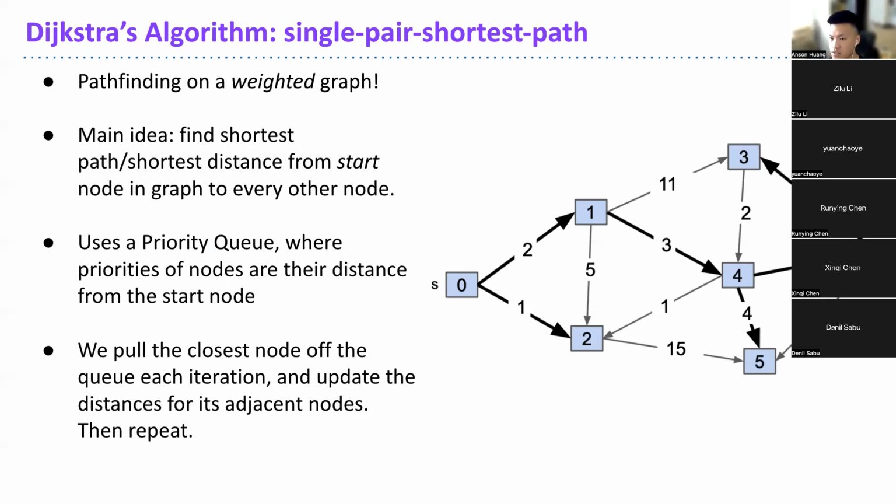And then you repeat until you've explored every single node. And of course, there might be some nodes that you can't explore, in which case the cost to get to that node from the source would be infinity because you can't even get there. All right, cool. Any questions so far?